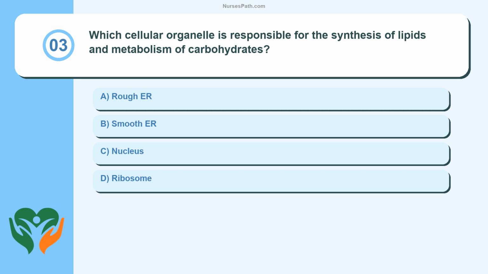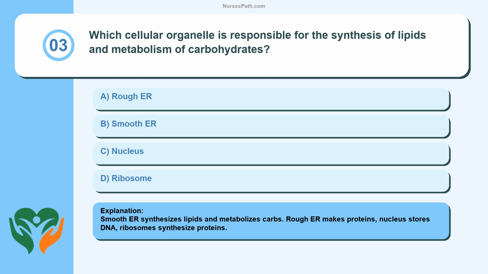Question 3. Which cellular organelle is responsible for the synthesis of lipids and metabolism of carbohydrates? Rough ER, smooth ER, nucleus, ribosome. Smooth ER synthesizes lipids and metabolizes carbs. Rough ER makes proteins, the nucleus stores DNA, ribosomes synthesize proteins.